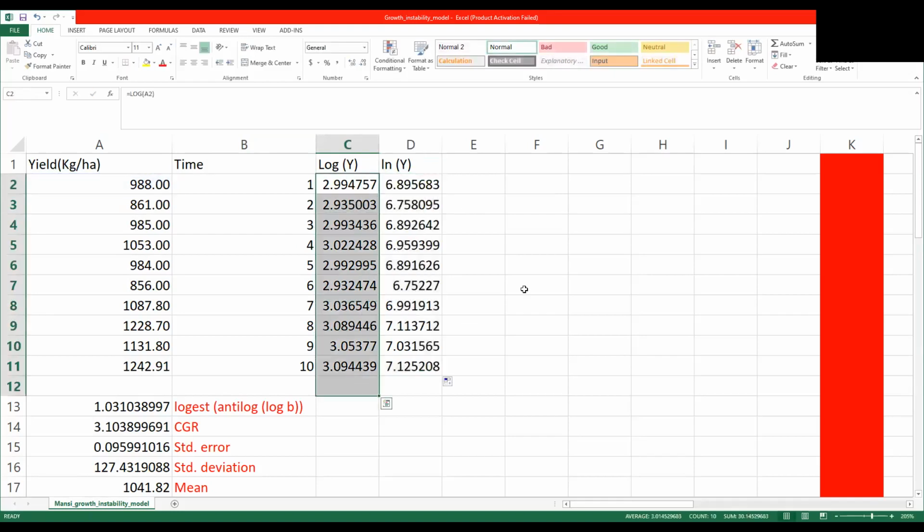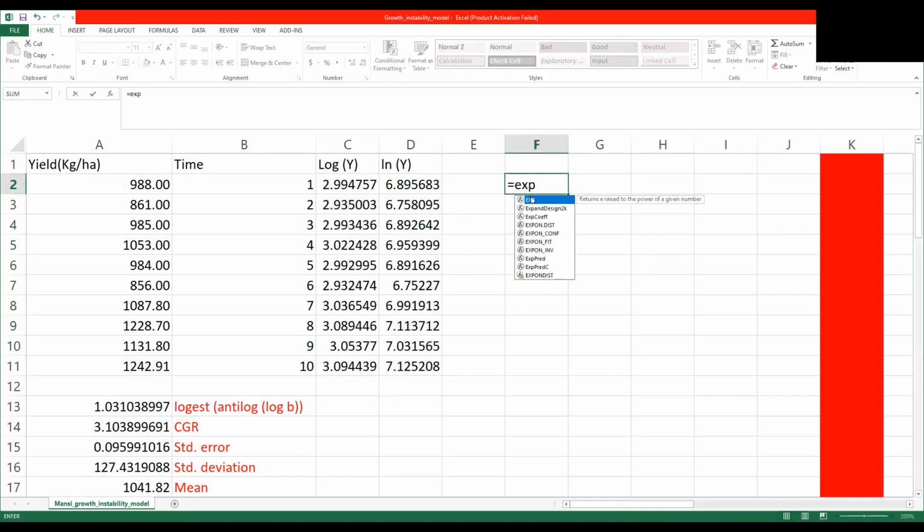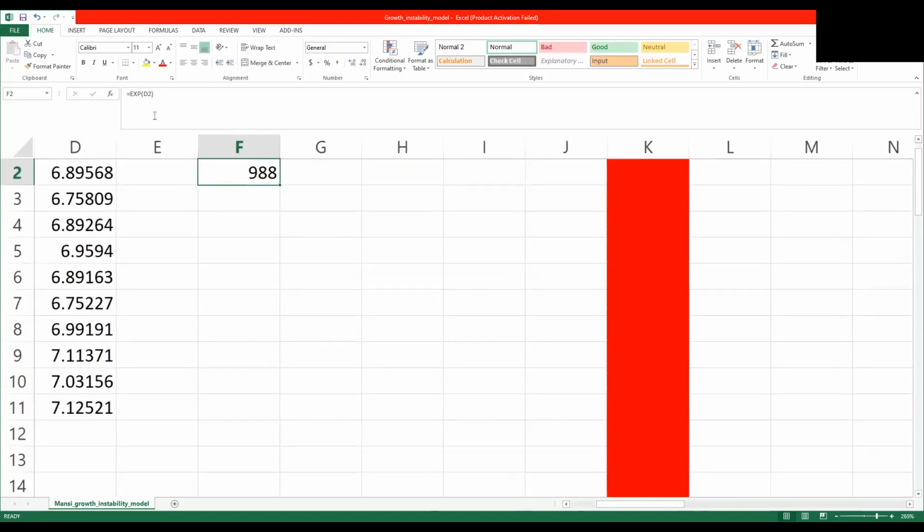Now you see anti-log. If you take anti-log, for example, in the case of natural log over here, go for exp. So exp, select this value. What you have is you return to the original value, right? So this is the anti-log. In this way, using the exp function in MS Excel. Let me enlarge it further so that you can see. I think you're able to see, right?